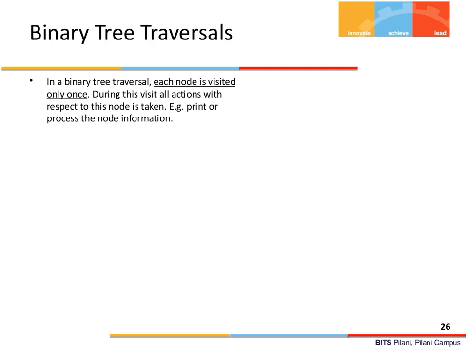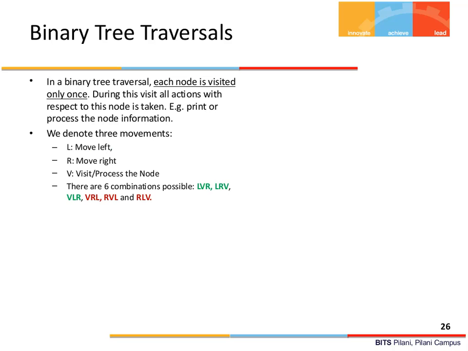So in binary tree traversal, please pay attention to this. Some terminology will come here which will be important for you. In a binary tree traversal, each node is visited only once. During this visit, all actions with respect to this node are taken. For example, we are going to either process this node or print this node. From the demonstration perspective, we are going to print that value.